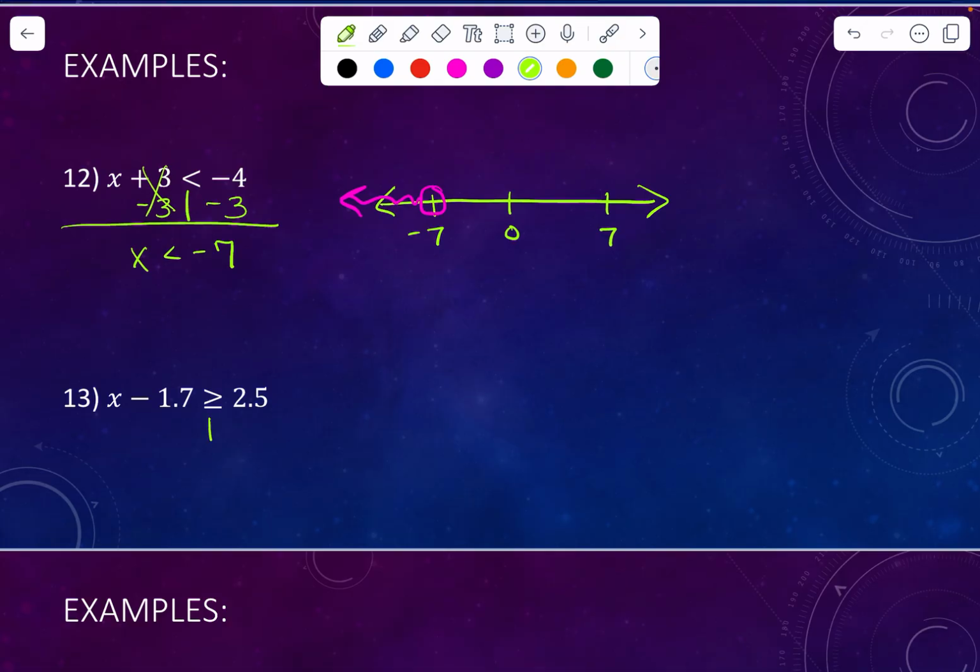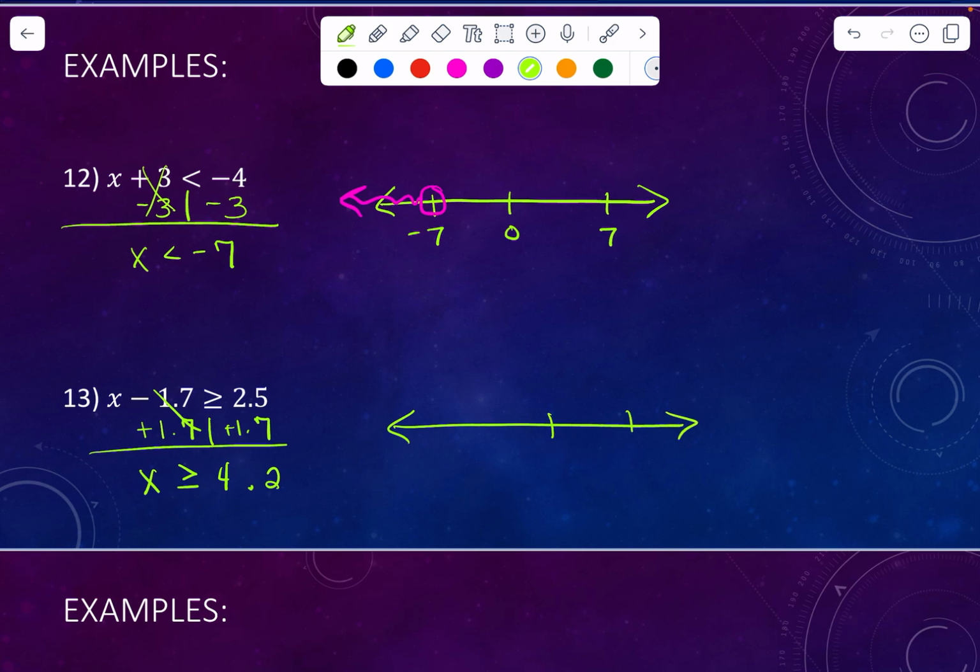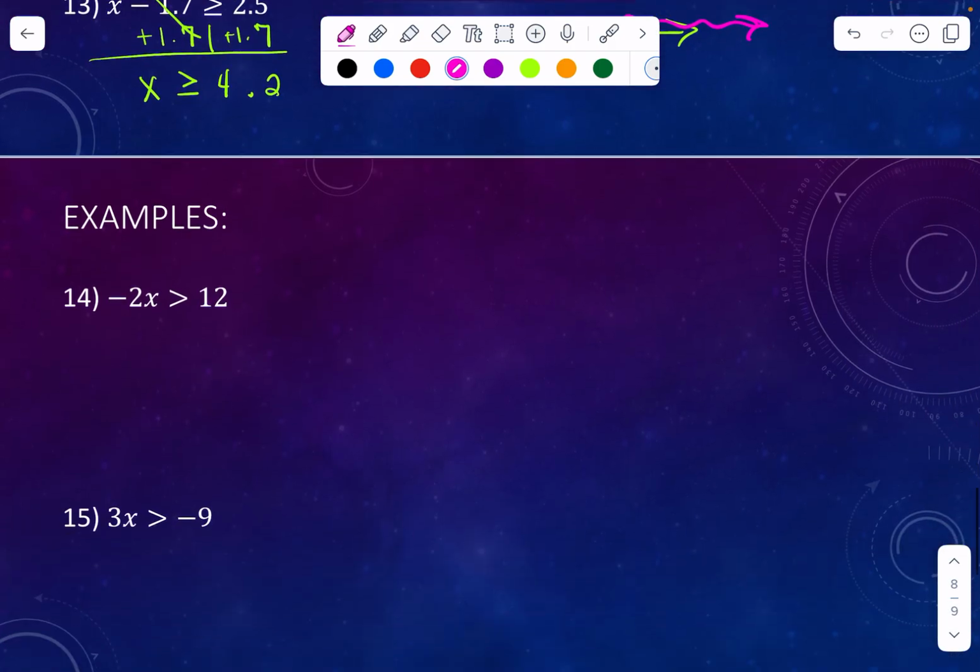And that's how we do that. Okay, let's try this next one. I'm going to draw my upside down T. It says X minus 1.7, so I'm going to add 1.7. That's going to get me X is greater than or equal to 4.2. So I come over here, I draw my graph. I have 0, I have 4.2, and I have -4.2. It says X is greater than or equal to, so I'm going to fill in the circle because it can equal it. And then I'm going to draw greater than. It's bigger than that.